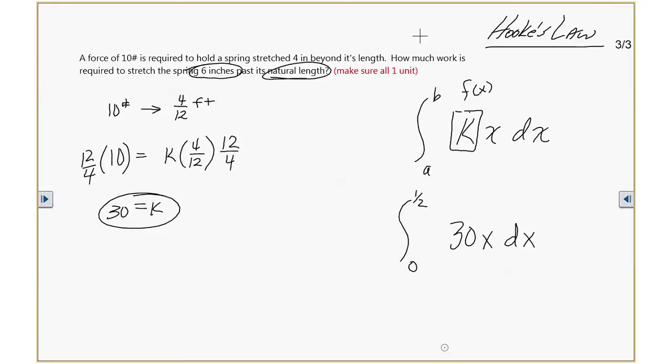Let me ask you a question. If it takes 4 pounds to stretch 4 inches, how much is it going to take to stretch more than 4 inches? More or less? So it's going to be more than 4, right? So if you came out with 3.75, then you put that down on a test, and the teacher's going to think you're what? Stupid. I'm sorry, challenged.